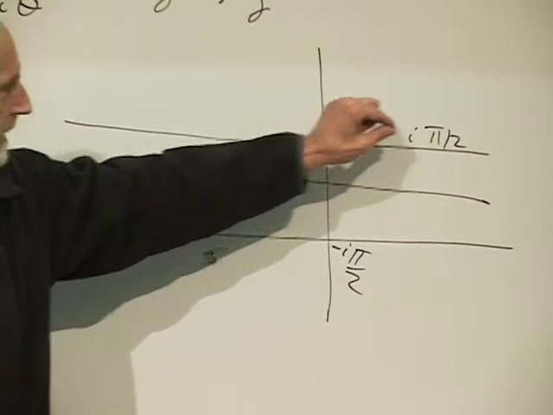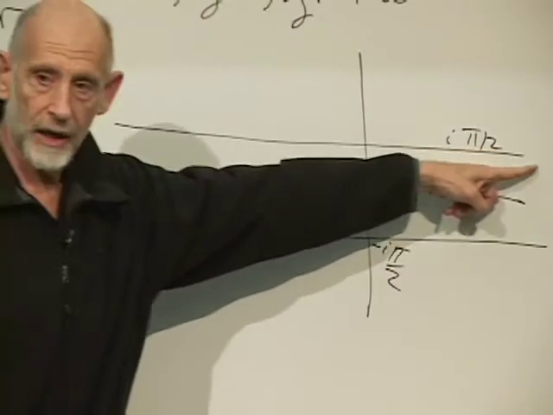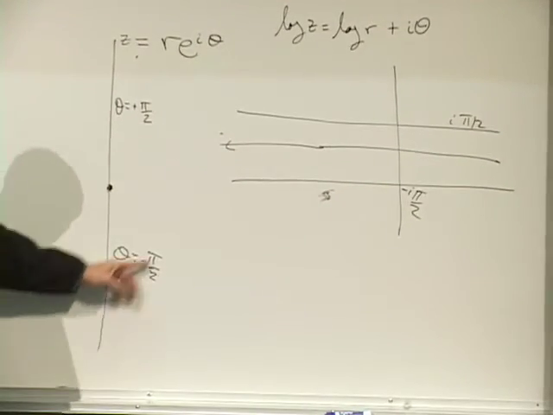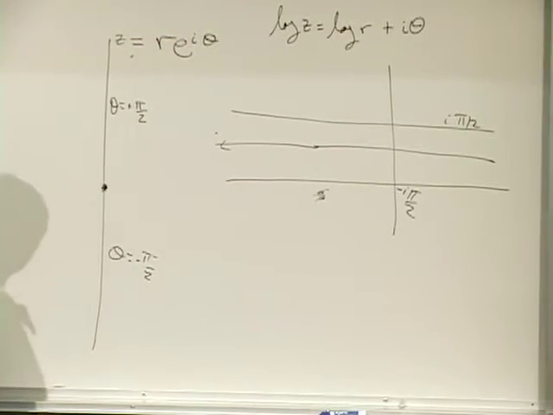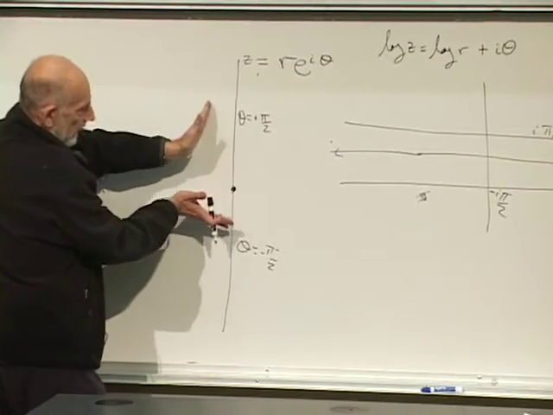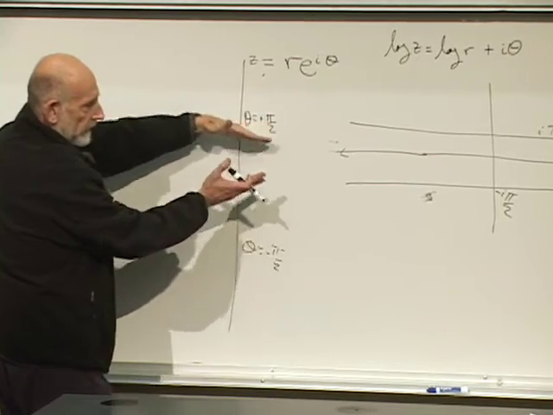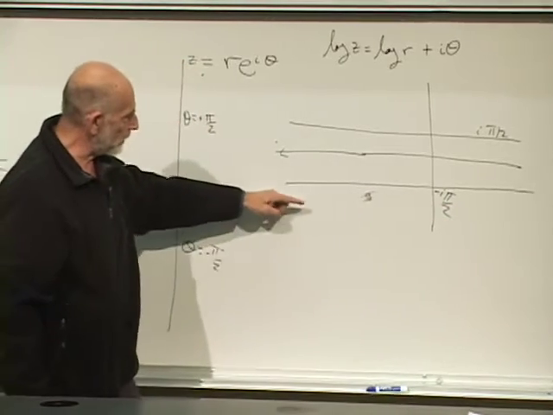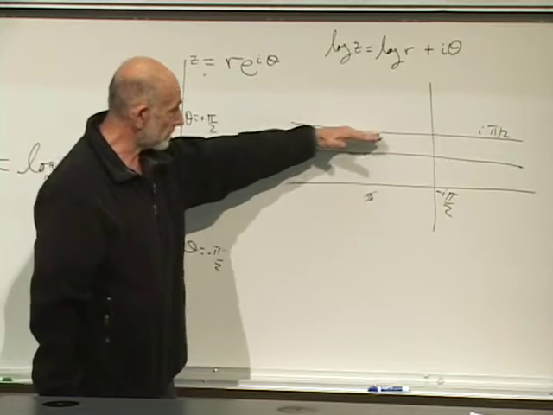In other words, this infinite line here gets mapped to this infinite line, and the other infinite half line gets mapped down to here, the origin being way out here. So what we've done is we've taken this whole space and we've bent the axes and squashed the whole space onto a narrow ribbon, the ribbon between minus i pi over 2 and plus i pi over 2.